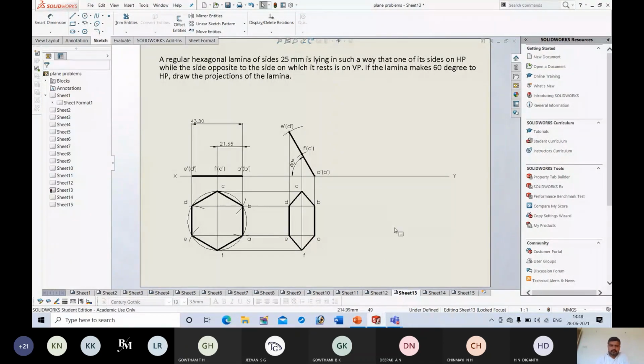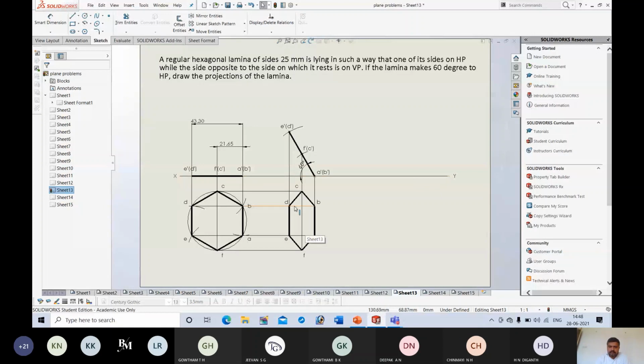Okay, next I should satisfy the last condition, that is, the side opposite to the side on which it rests is on VP. Here AB is the resting side. The side opposite to this means DE, and it should be on VP. On VP means in the top view, DE should be on the XY line. So first I will locate D and E on the XY line, then I will get the remaining points.